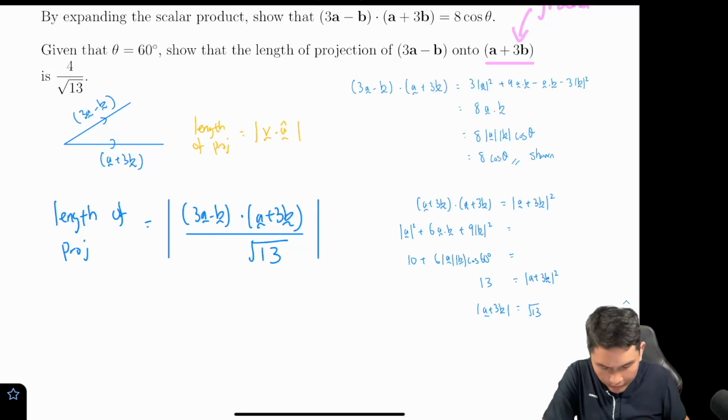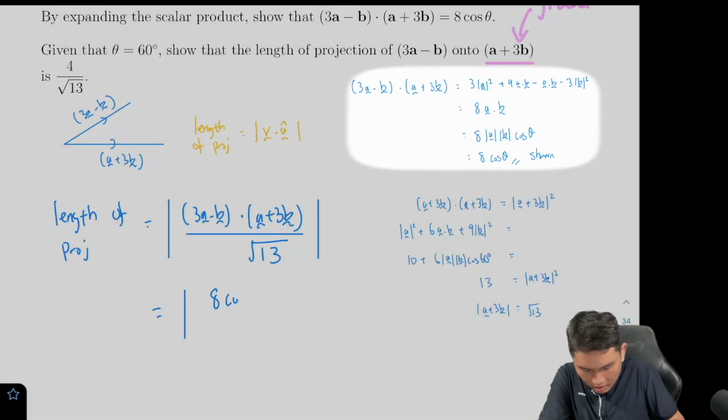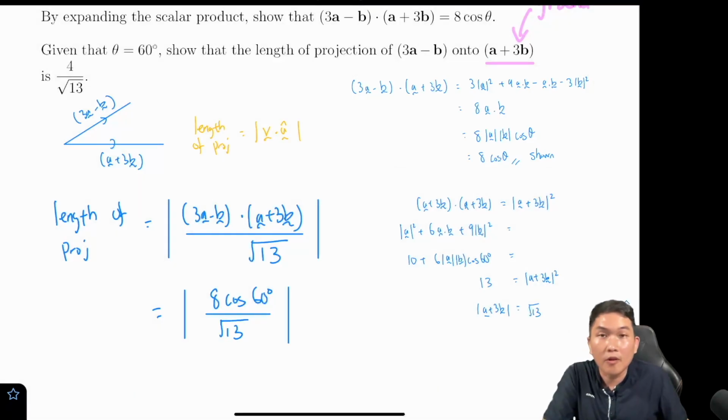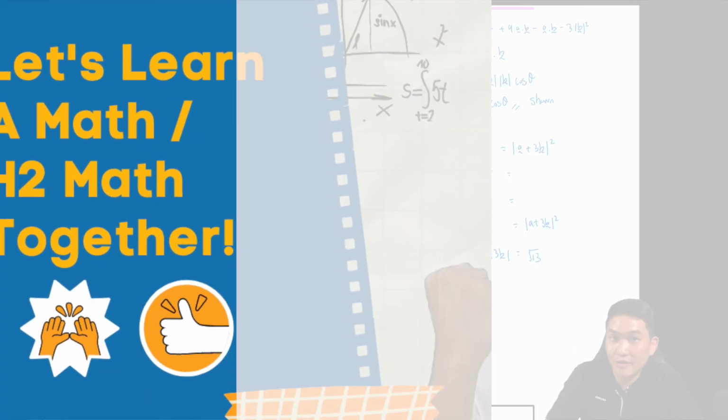Okay, great. And we can make use of the first part. We already did this before. 3a minus b dot a plus 3b, that is 8 cosine theta. And remember cosine 60 is half. And we have managed to show what is required of us. And that is the end of this question.